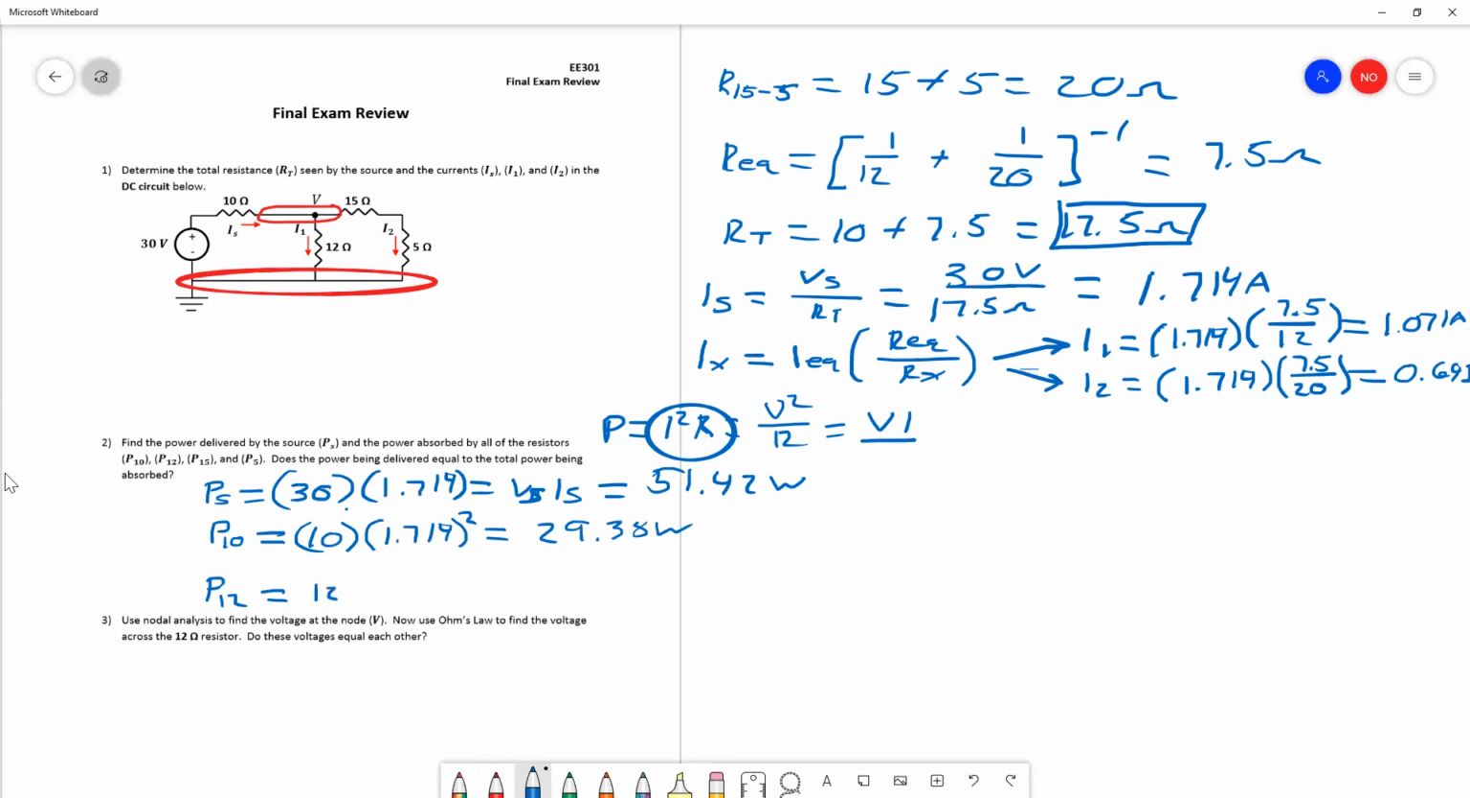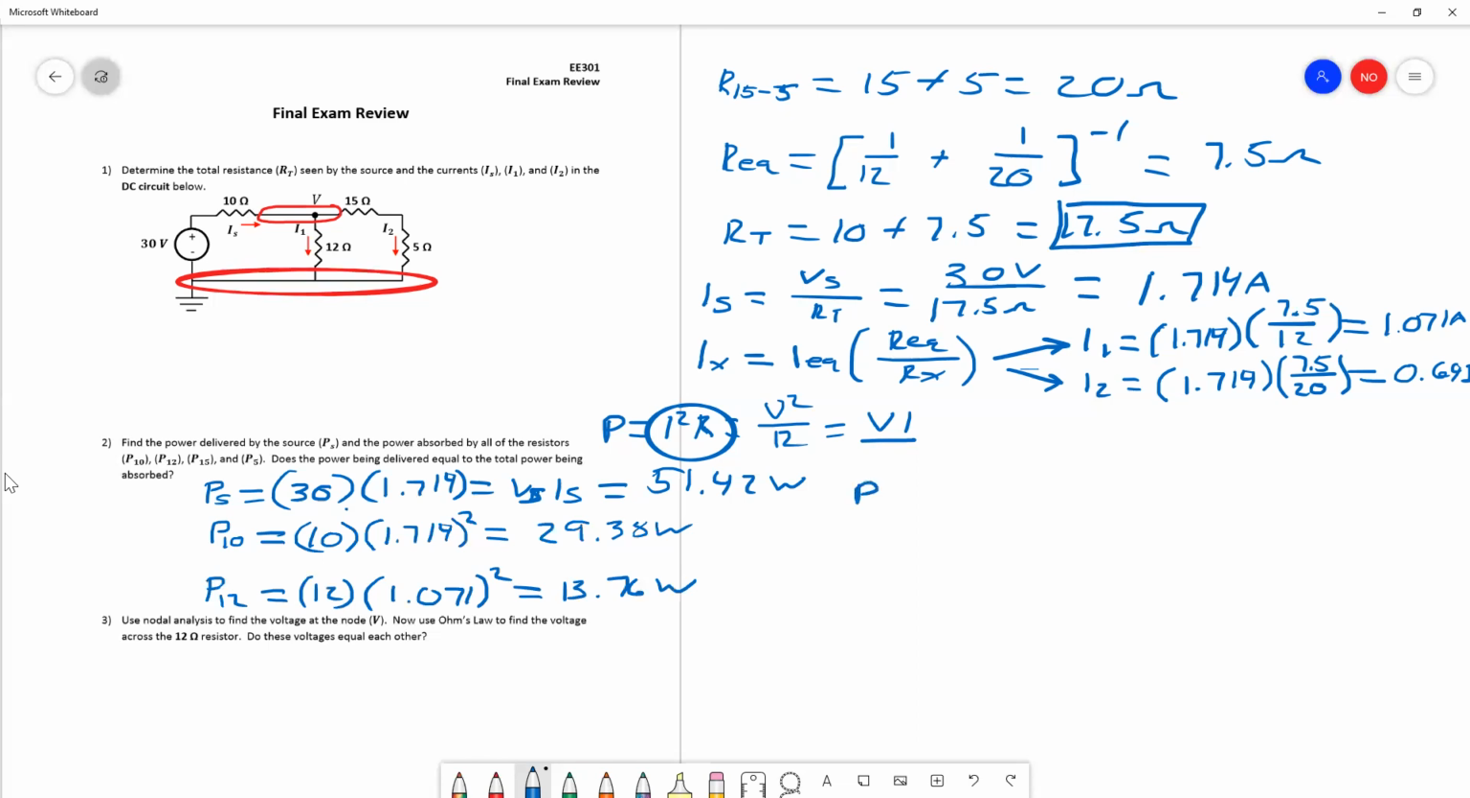Next, we'll do the 12 ohm. So we have 12, and then that's times, if we look at the 12 ohm resistor, I1, current 1 is going through it. So we'll plug in our value for current 1, which was 1.071. And that's squared, and that will give us 13.76 watts.